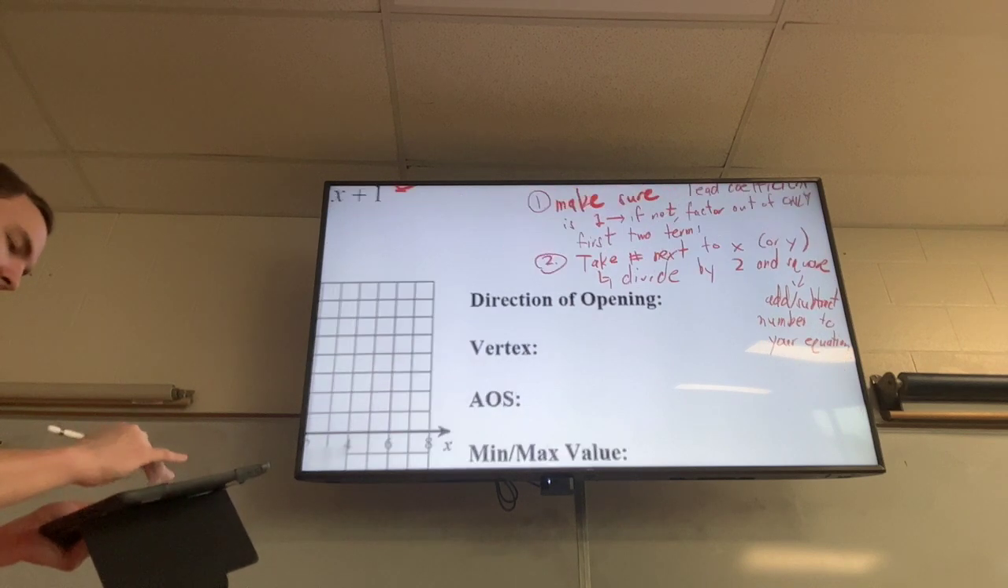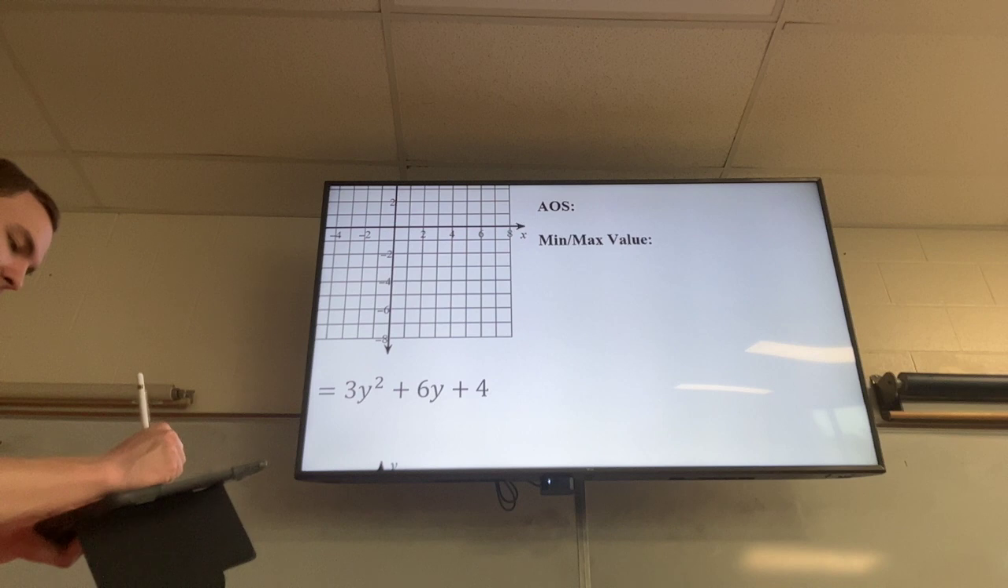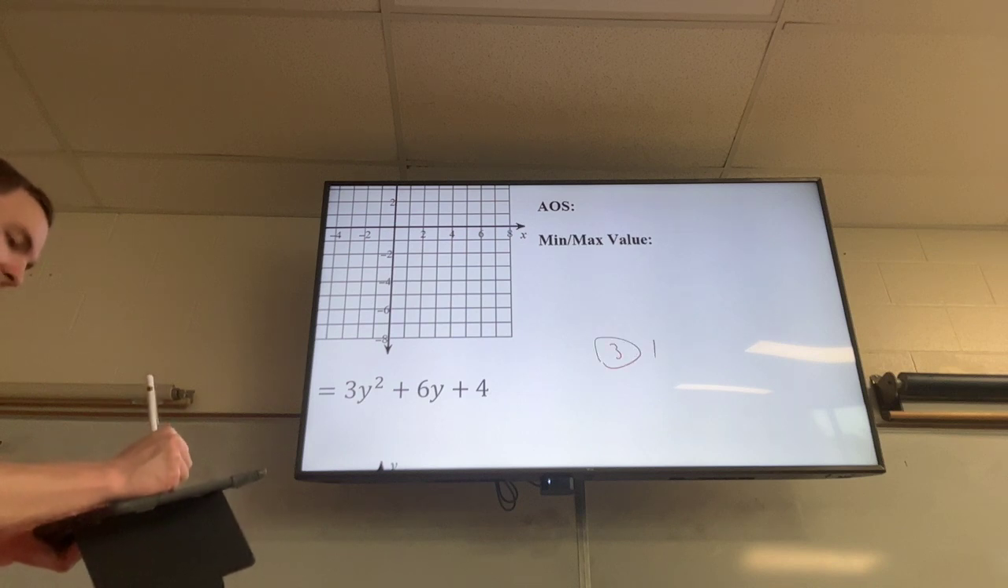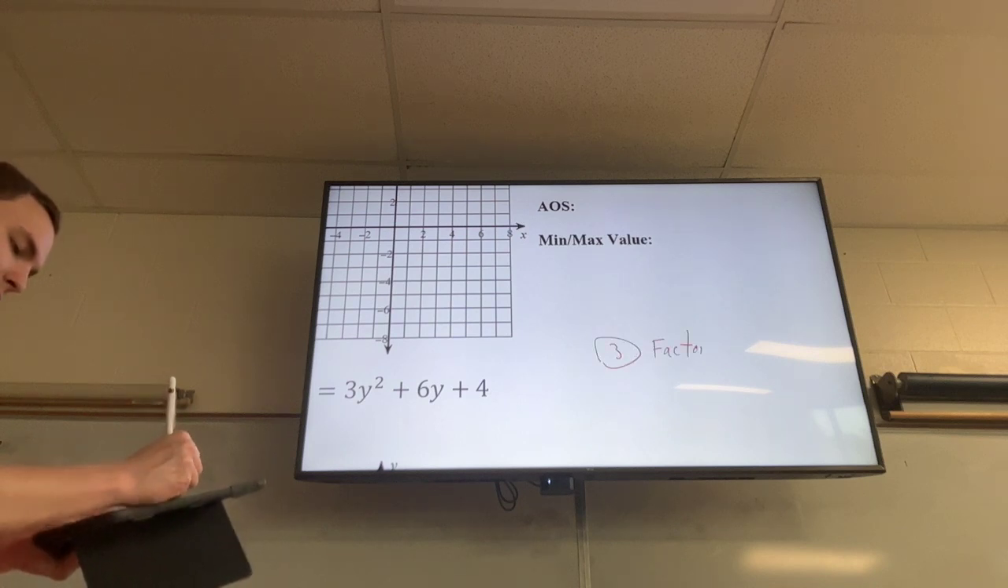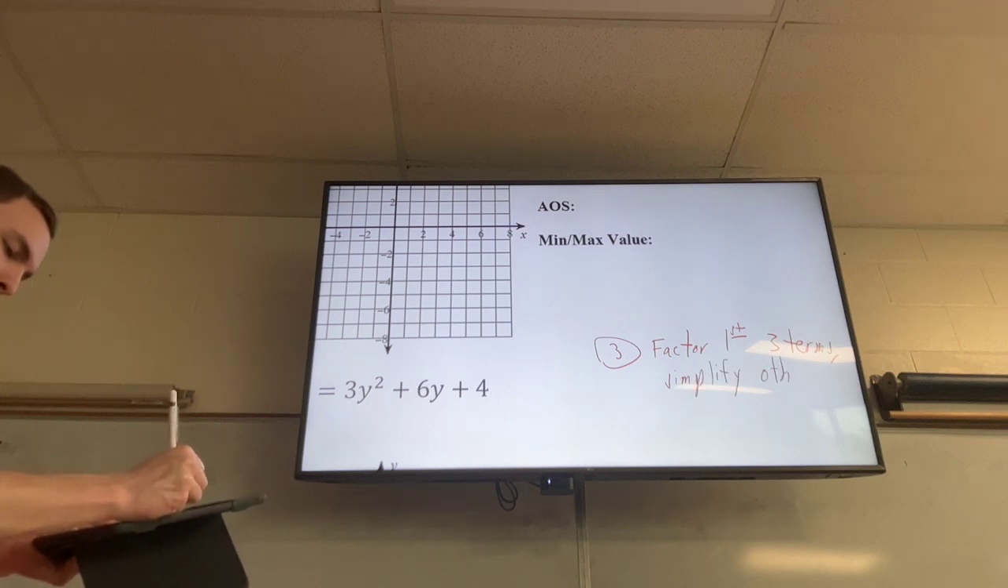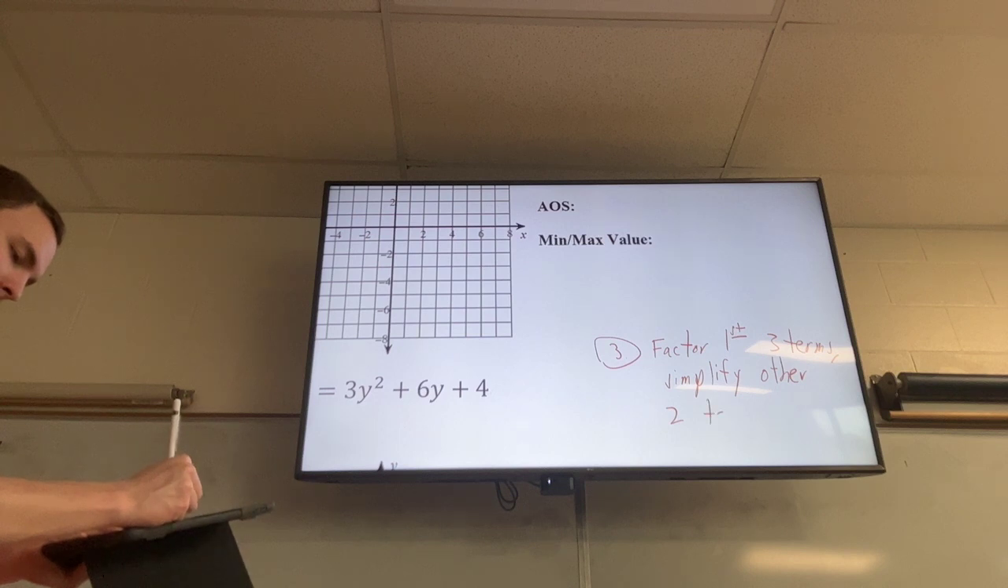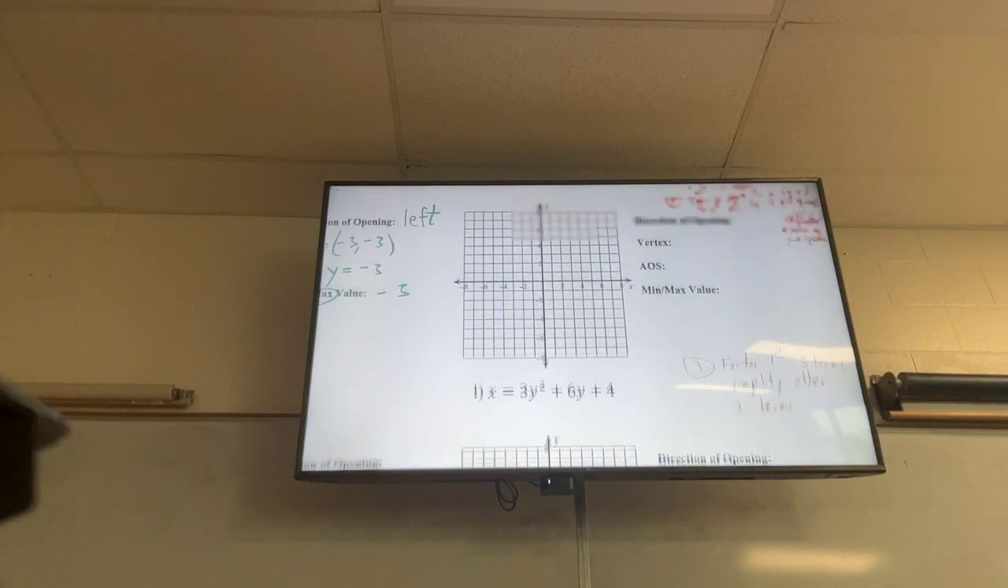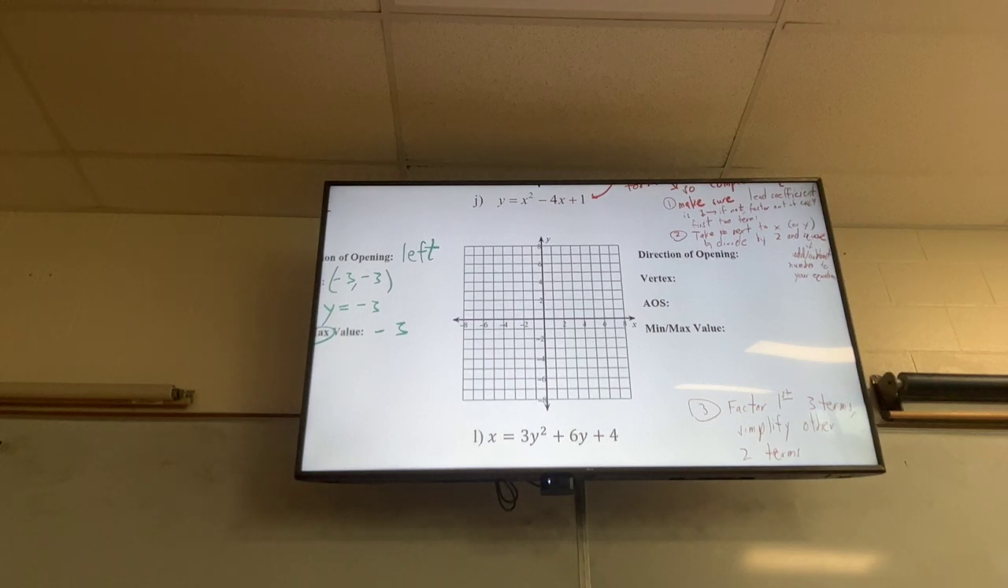Okay, and then step 3, I'll write it down here. Step 3, factor the first 3 terms, simplify the other 2. Simplify, and this will make more sense when we do one. So while you're writing that down, I'll set up this first problem. We've got to get this in vertex form.